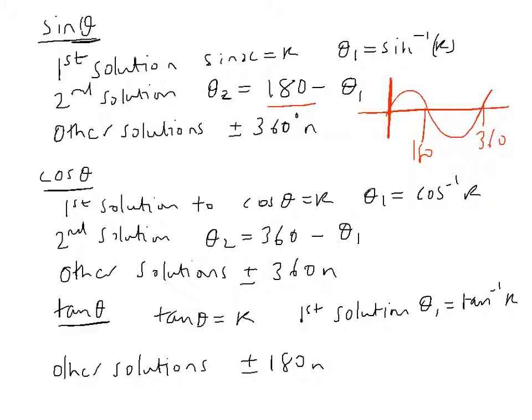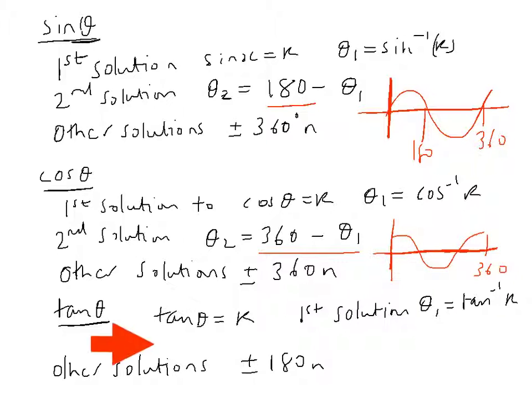And then for the cos graph, similarly for something like cos theta equals k, we put that in our calculator, get our principal value, and for similar reasons, this time we actually do 360 take away theta 1. And again, it's for the same reasons. If you go back to your cos graph, it looks like this: one complete cycle, 360 degrees. So once you know your principal value, you take away 360 from it.